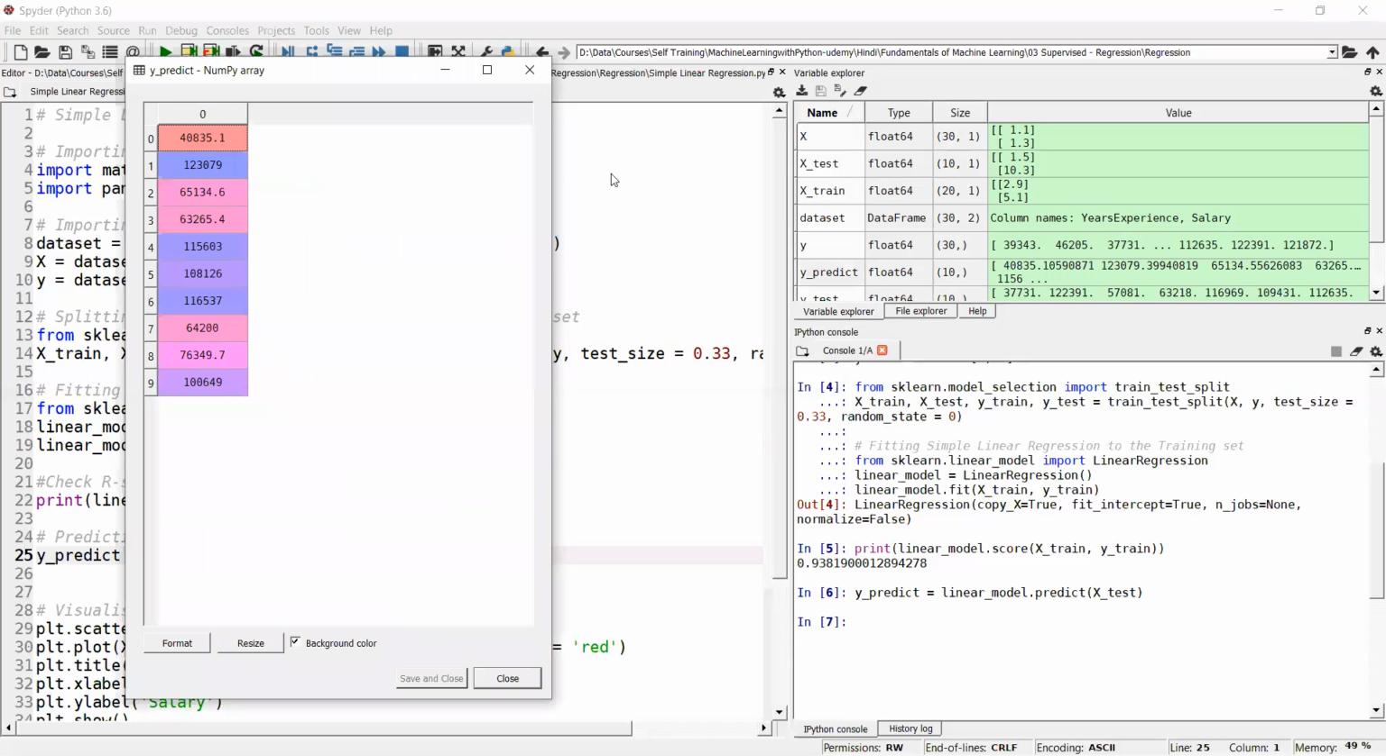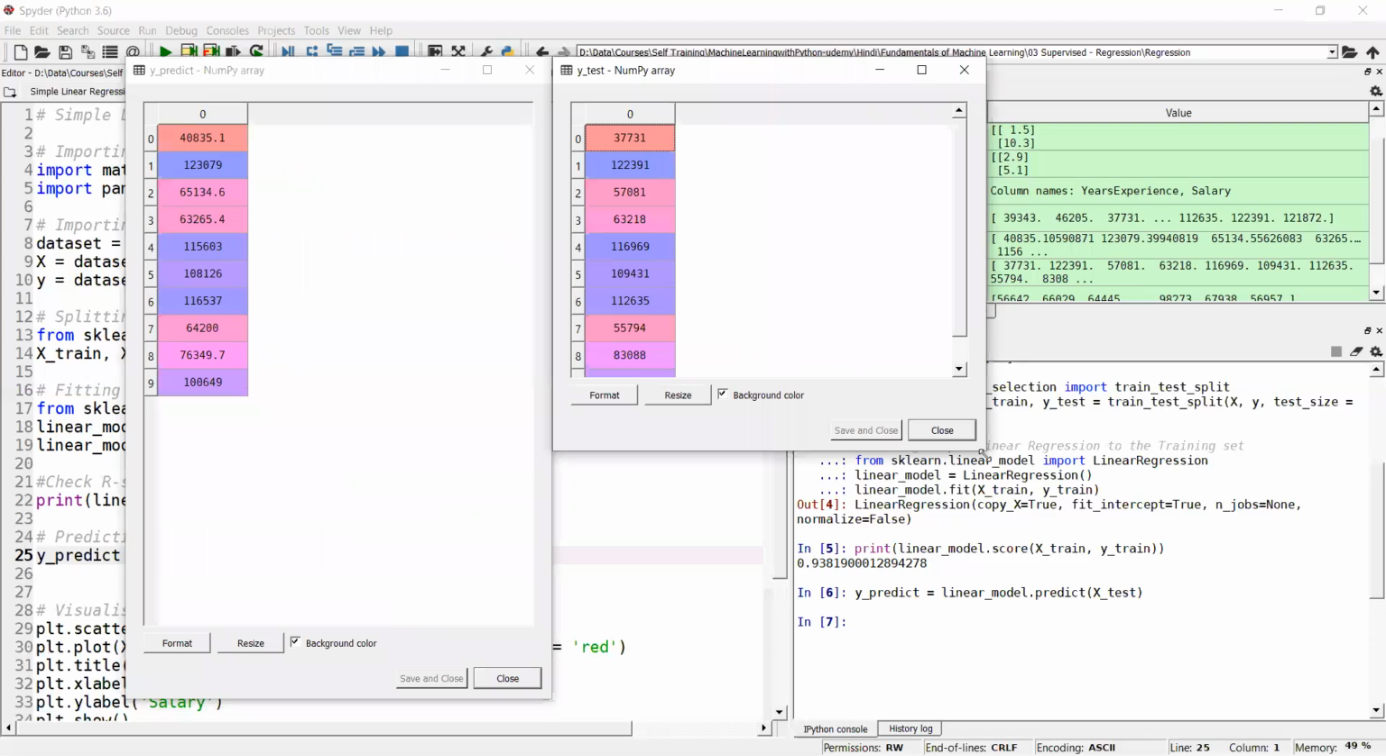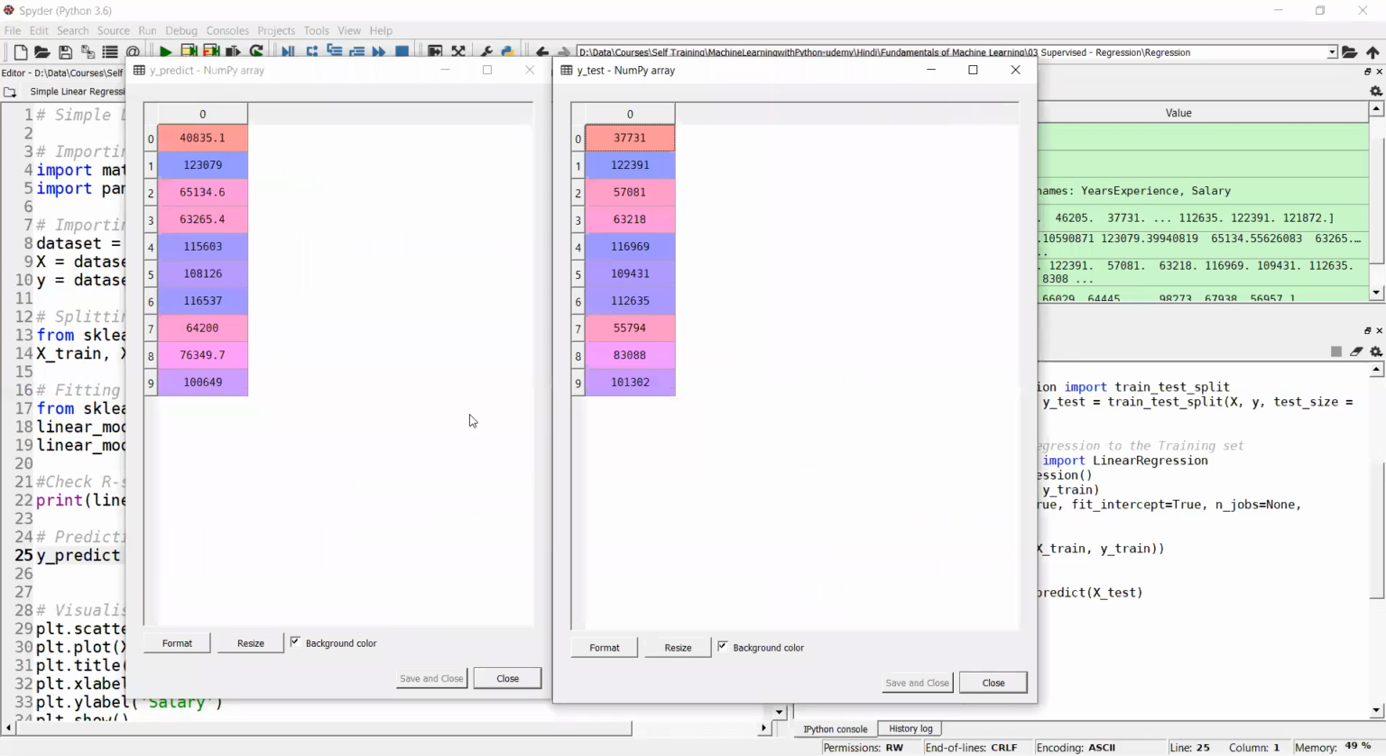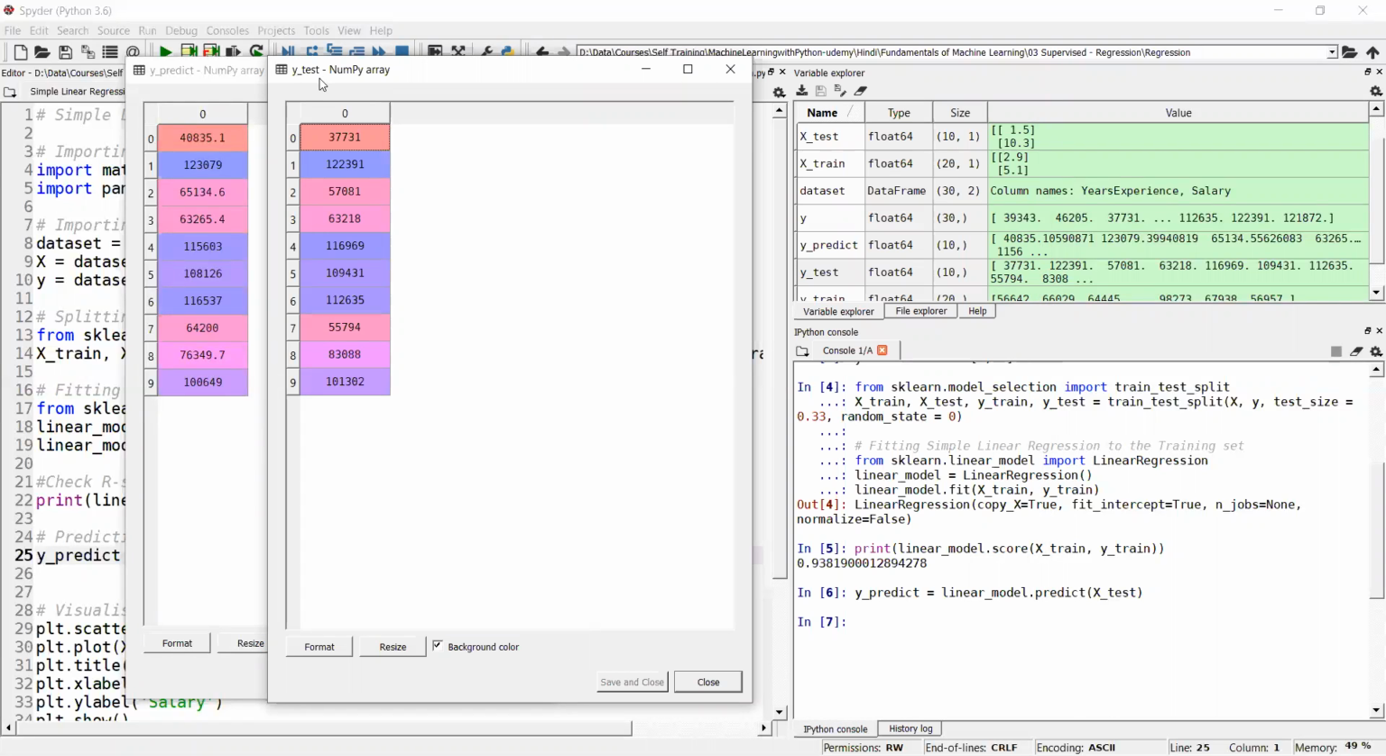You can see these windows, y test and y pred. Everyone can see? Okay. So now here you can see on the right hand side is your y test, means this is the actual value. And left hand side is the predicted value, which you are predicting with the help of the model, which you created using the training set.